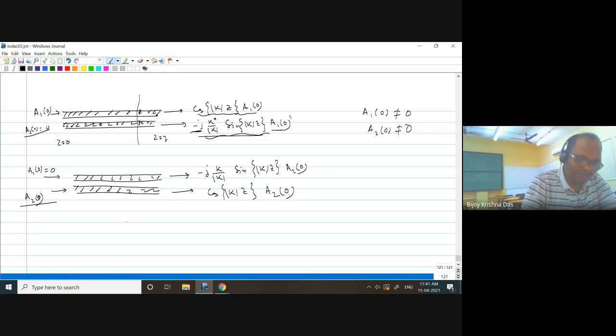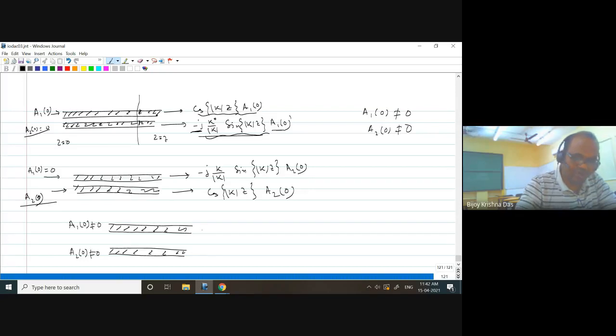Okay, let me refresh this one. I have a waveguide, first waveguide. This is situation 1. This is a second situation. Right? I have here A10 on, that is not equal to 0. I have here A20 also on, not equal to 0. Now what would be the value here?